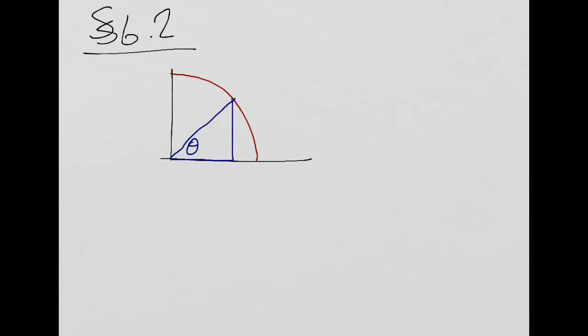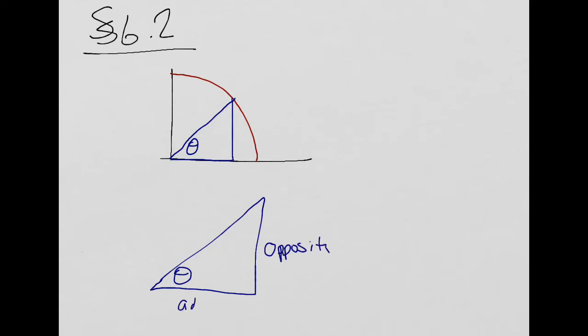So if I look at just the triangle on its own, I've got three sides related to that right triangle. I've got the opposite, I've got the adjacent, and then the hypotenuse.